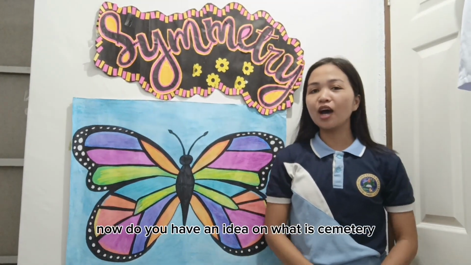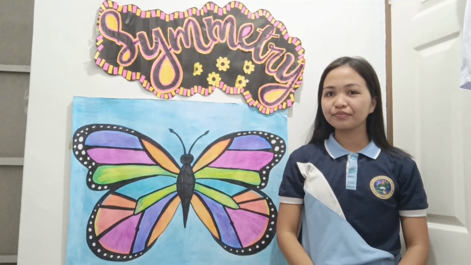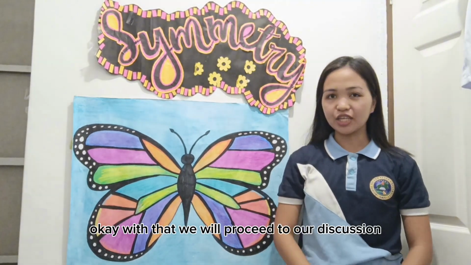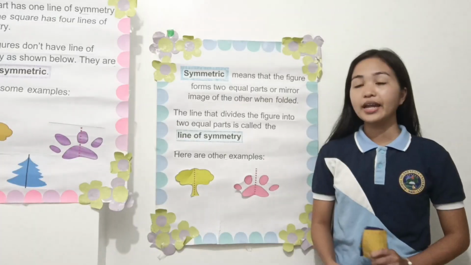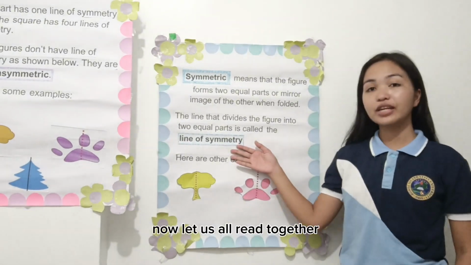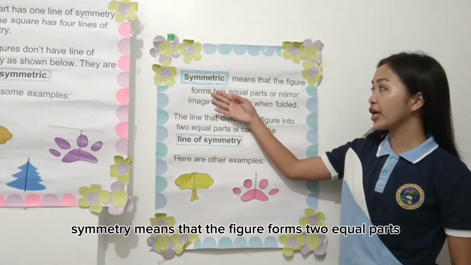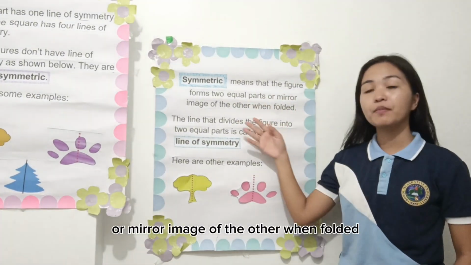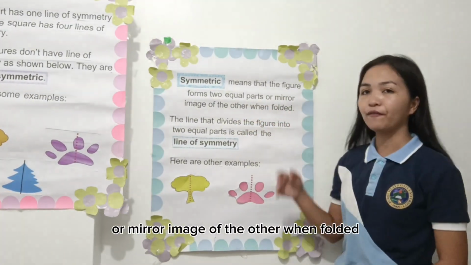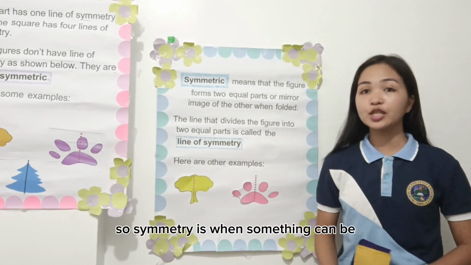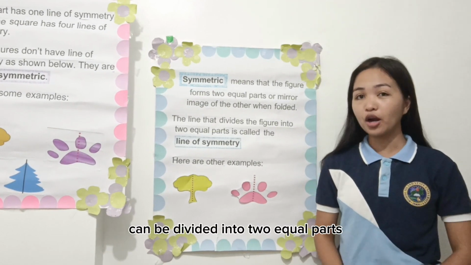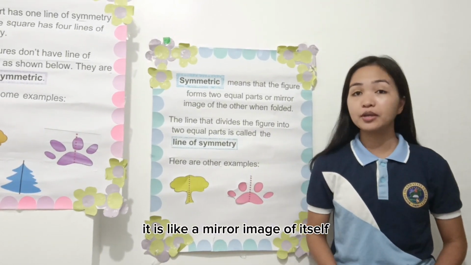Now, do you have an idea on what is symmetry? Okay, with that, we will proceed to our discussion. Now, let us all read together. Symmetric means that the figure forms two equal parts or mirror image of the other when folded. So symmetry is when something can be divided into two equal parts. It is like a mirror image of itself.